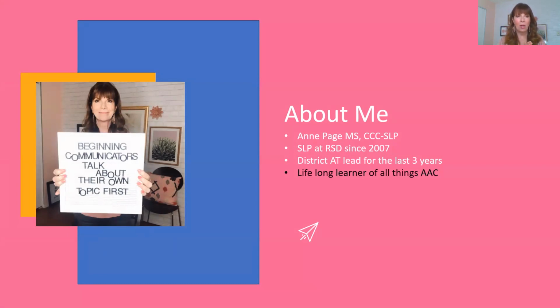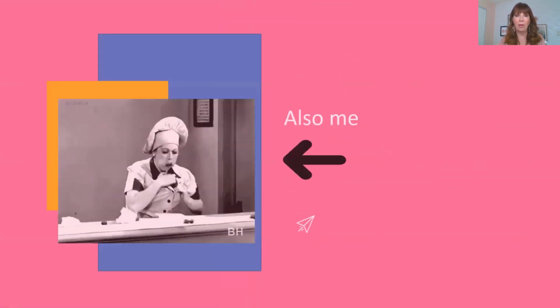And I really like this quote that I have on the letterboard, that beginning communicators talk about their own topic first. I think that's really important for us to remember, that whatever we're doing and wherever we're doing it in terms of communication with our children that have complex communication needs, or our teenagers, they need to talk about their own topic first. That's what they're interested in talking about, of course, because that's why we communicate. And we need to remember that we want them to have authentic communication and to say what they want to say, not what we want them to say. And that's how you keep it fun and engaging and motivating for them.